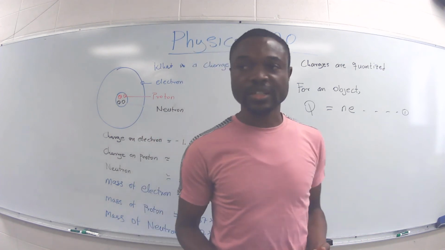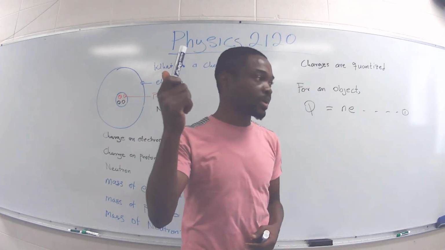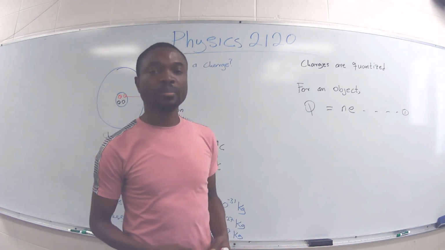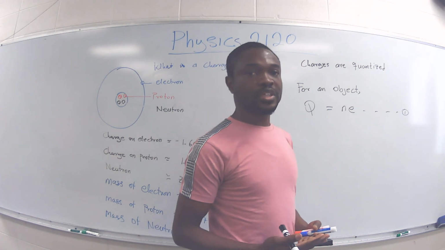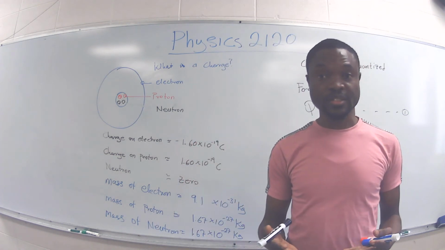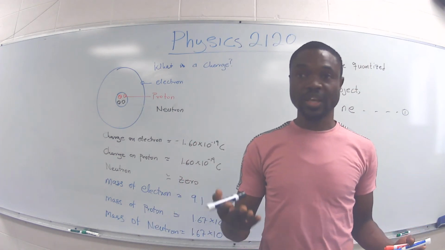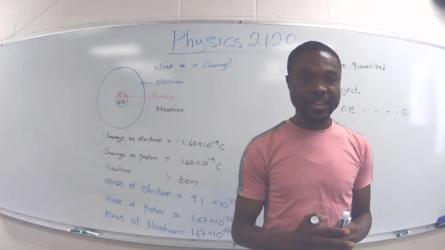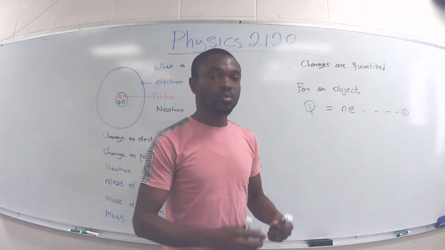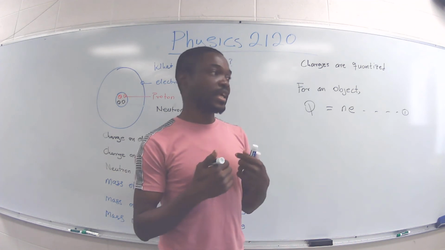For any object, whether a metal or a pen, we always talk about the net charge, meaning that the object will have a certain number of charges, both electrons and protons, or negative and positive. When you add them algebraically, what you get is what we call the net charge.